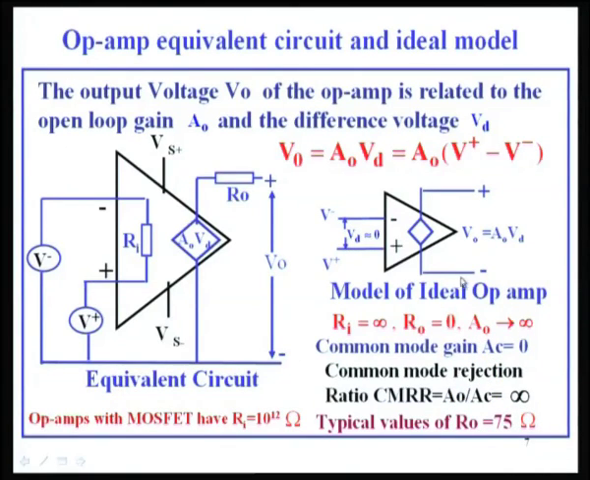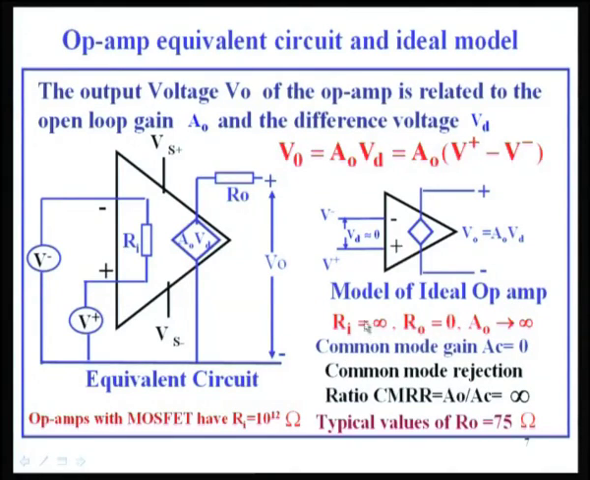Okay. So, the model for the ideal op amp is: input resistance is infinite, output resistance is 0, an ideal voltage source, and the gain A naught, V naught divided by this V d, is infinite, tending to infinite.